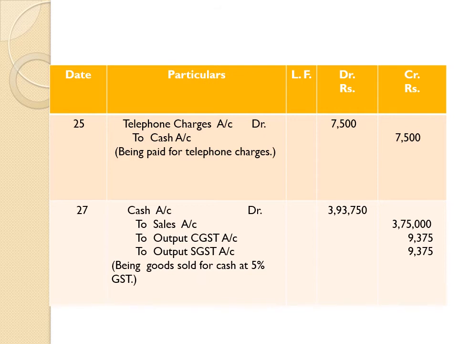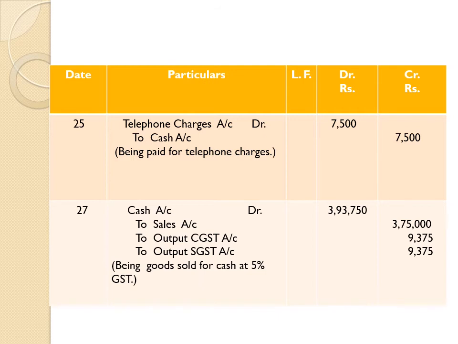On 25th April 2021, telephone charges paid by Vedika Electricals. So telephone charges of rupees 7,500, that is recorded as telephone charges account debit 7,500, to cash account 7,500, being paid for telephone charges.